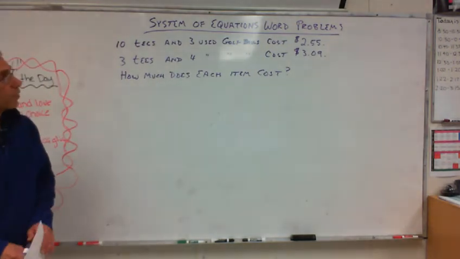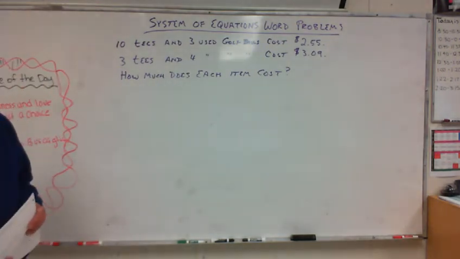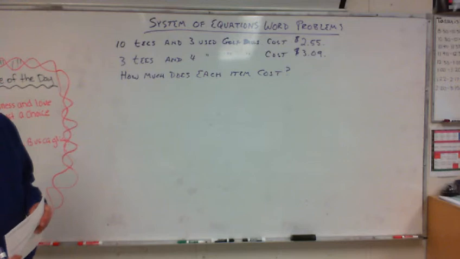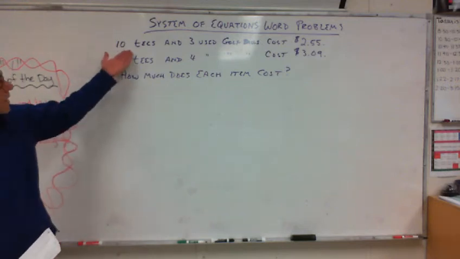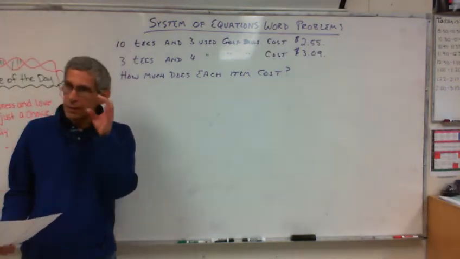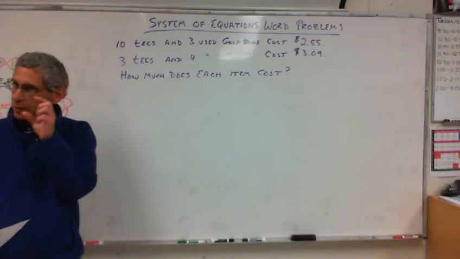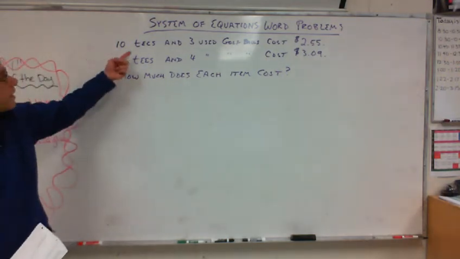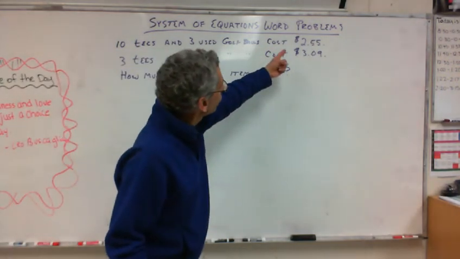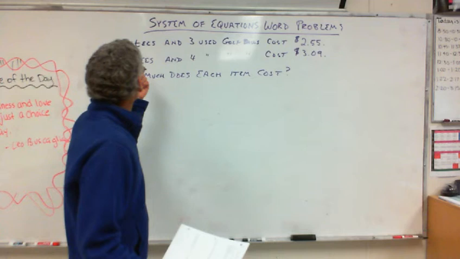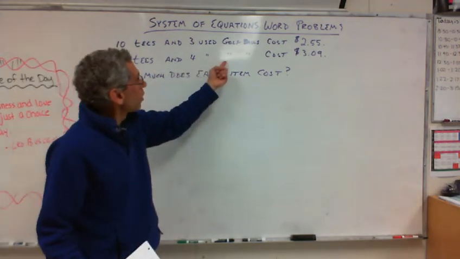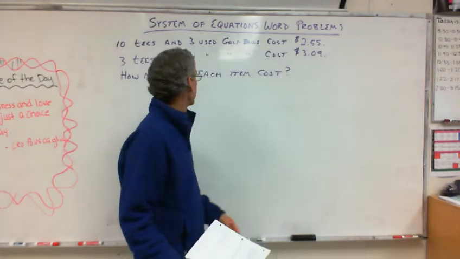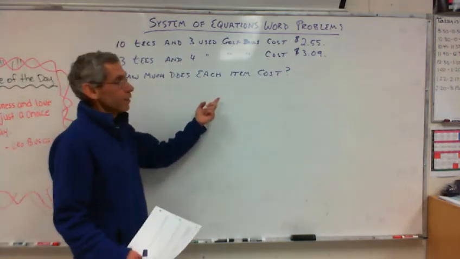This is an example of a situation where you have 10 tees, like golf ball tees, you know what I mean? Golf tees, those little things that hold the ball. 10 tees and 3 used golf balls cost $2.55. 3 tees and 4 used golf balls cost $3.09. How much does each item cost?